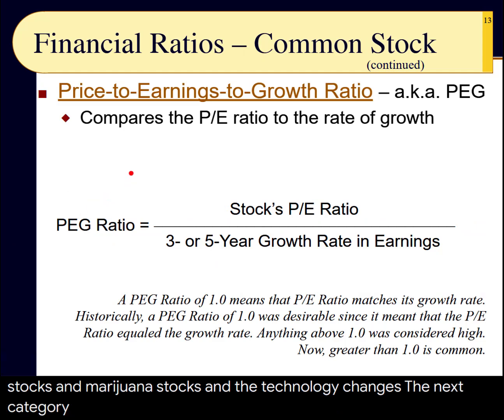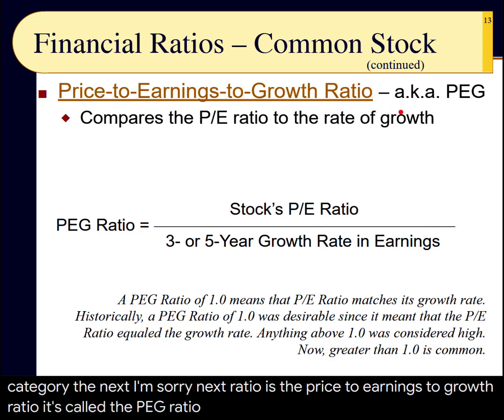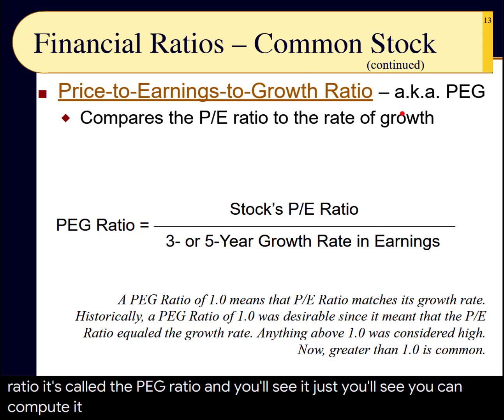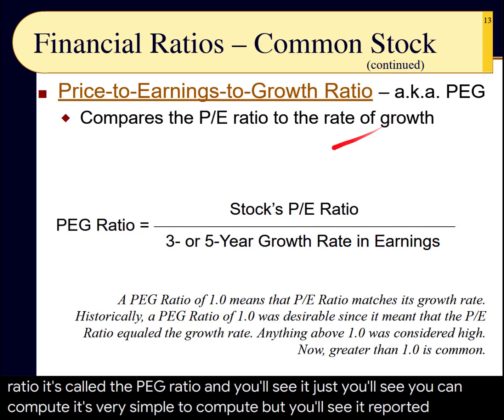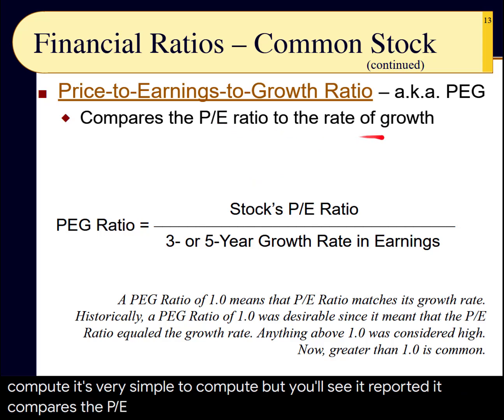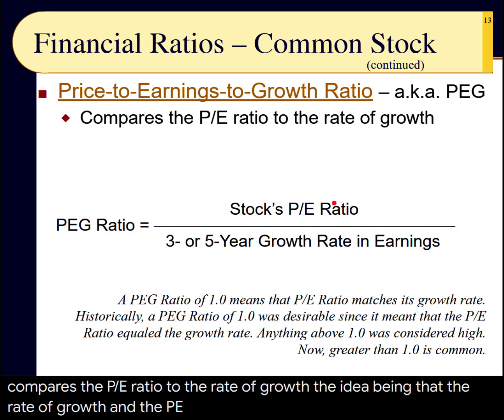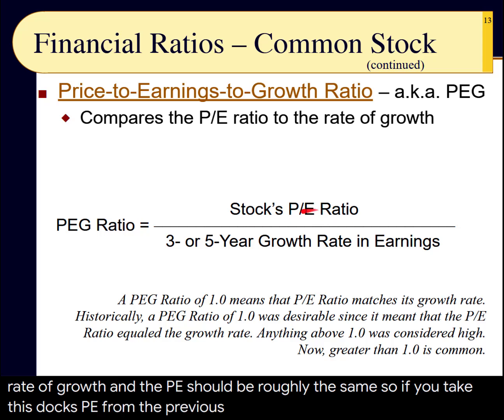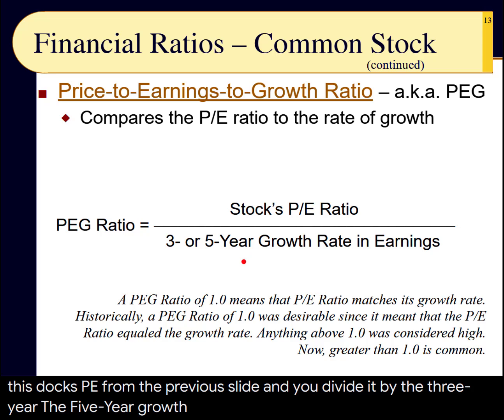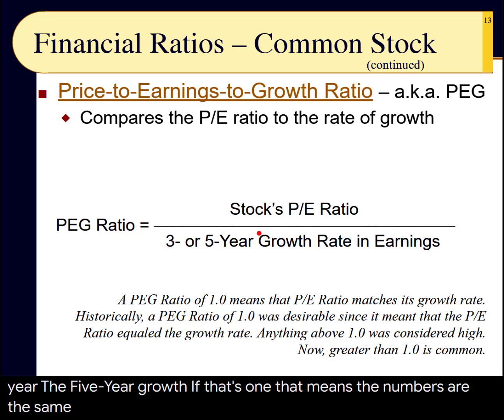The next category, next ratio is the price to earnings to growth ratio. It's called the PEG ratio, and you'll see it. You can compute it. It's very simple to compute, but you'll see it reported. It compares the PE ratio to the rate of growth. The idea being that the rate of growth and the PE should be roughly the same. So if you take the stock's PE from the previous slide and you divide it by the 3-year or the 5-year growth rate in earnings, the predicted growth rate, if that's 1, that means the numbers are the same. That's basically all it's telling you, right?